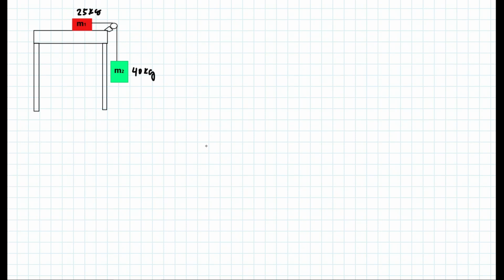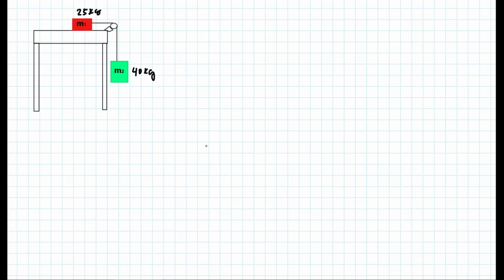Okay, so let us solve an Atlas machine or a pulley problem with a setup similar to this one. Mass 1 is placed on top of a table. It is connected by a string to M2. Just like in the previous assumption, we will assume that the pulley is frictionless and the string is massless. Our mass 1 is 25 kilograms, and our mass 2 is 40 kilograms.